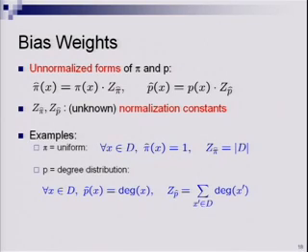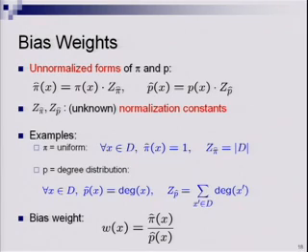In this case, an unnormalized form of the degree distribution is simply the degree of x. Okay? And the normalization constant in this case is the sum of the degrees over all documents in the corpus. The bias weight, if you remember, is just the ratio between the unnormalized form of x under pi and the unnormalized weight of x under p.